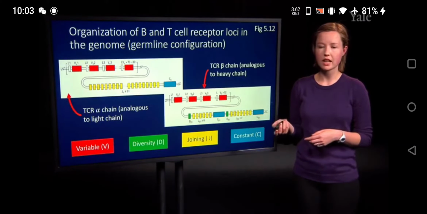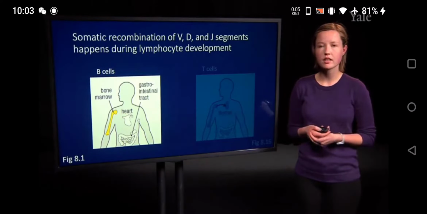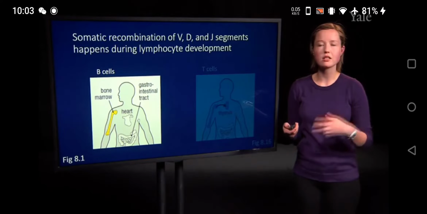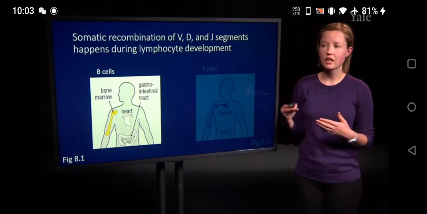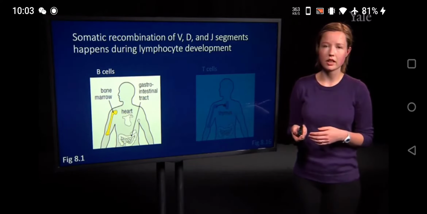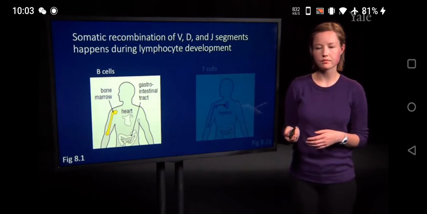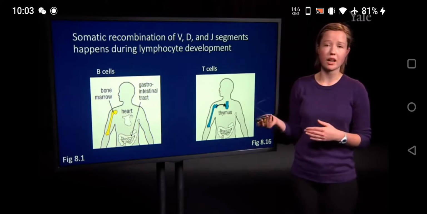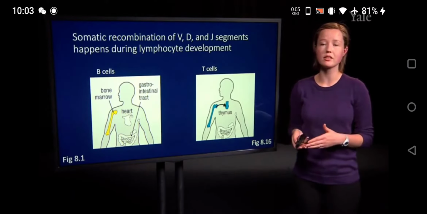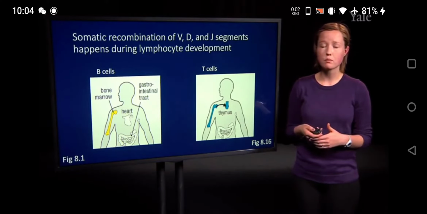And before we get into the mechanism by which this occurs, I just want to contextualize this a little bit. As alluded to before, the recombination is occurring during development. So for B cells, lymphocyte development happens in the bone marrow, as shown over here. T cells originate in the bone marrow because this is where hematopoietic stem cells are and all the blood cells start out in the bone marrow. But this process of development and VDJ recombination primarily takes place in the thymus, shown here.